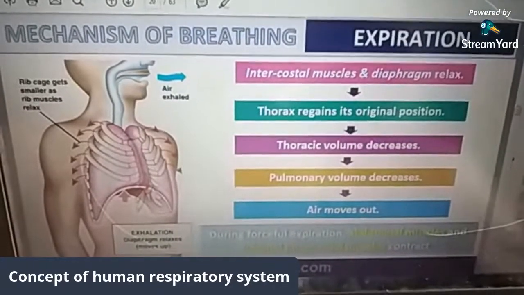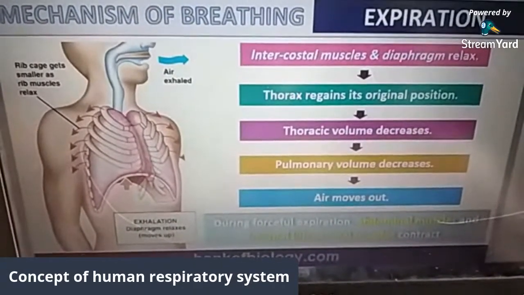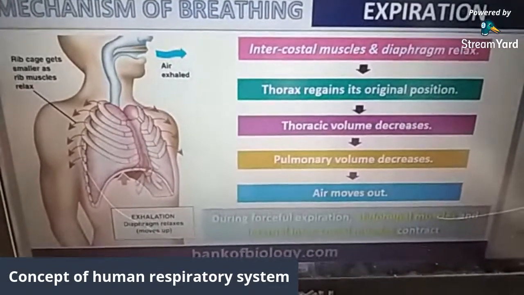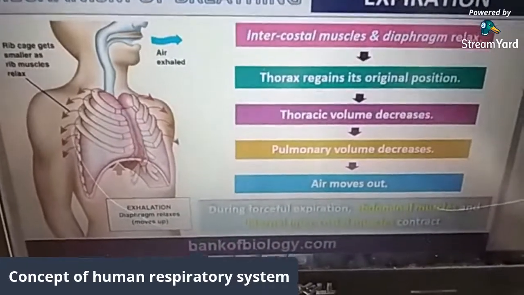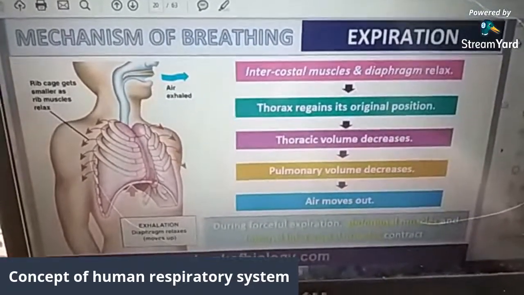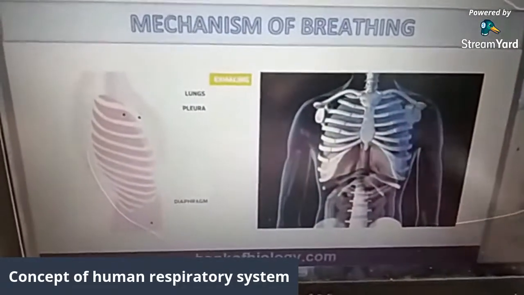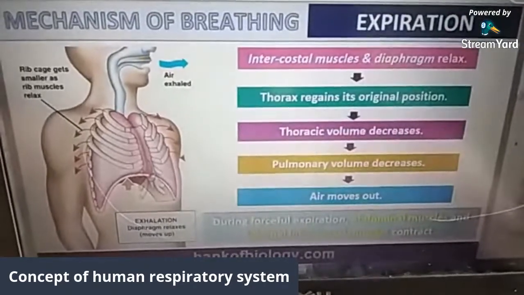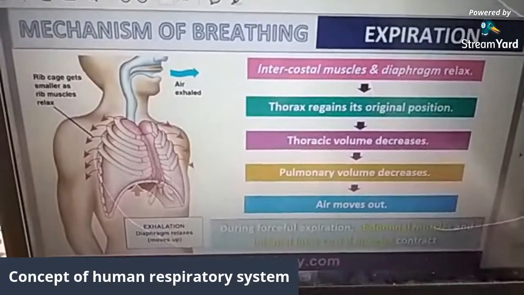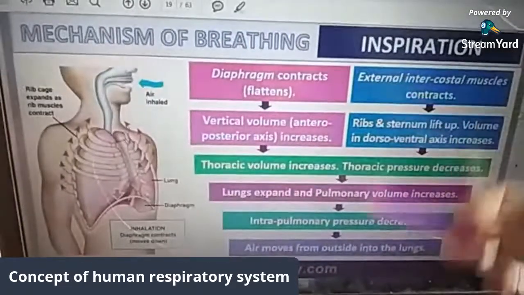What happens in the case of expiration? It does the opposite of inspiration: intercostal muscles and diaphragm relax, the thorax returns to its original position, thoracic volume decreases, pulmonary volume decreases, and air moves out. Clear? So inspiration and expiration are just the opposite of each other. This is the mechanism of the breathing system. This is a very important 3 marks question: write down the mechanism of breathing with a properly labeled diagram. So you can write your answer in this schematic way.